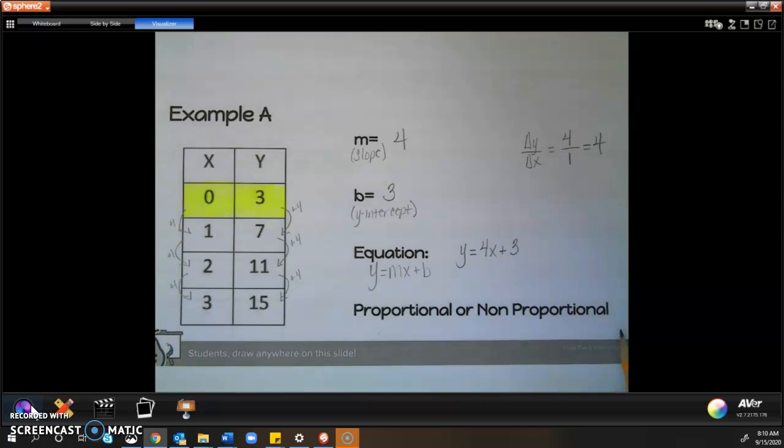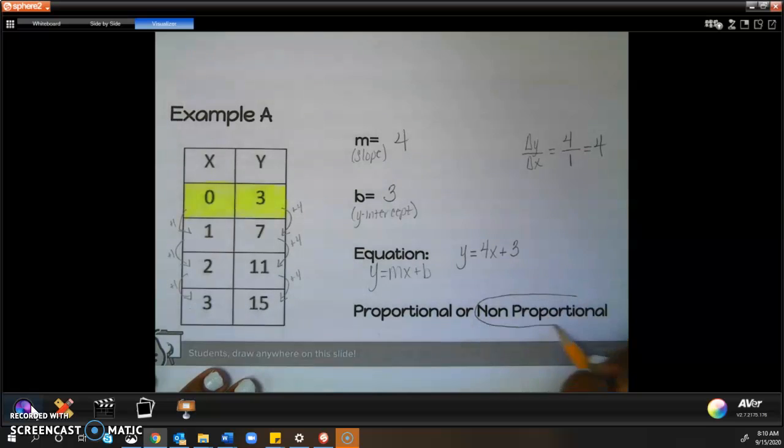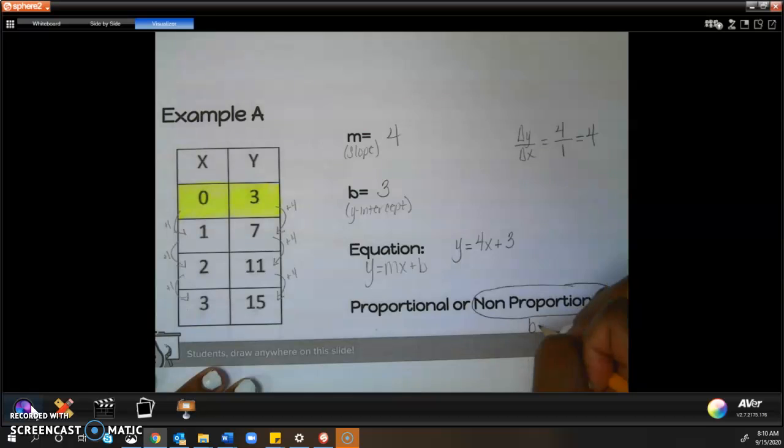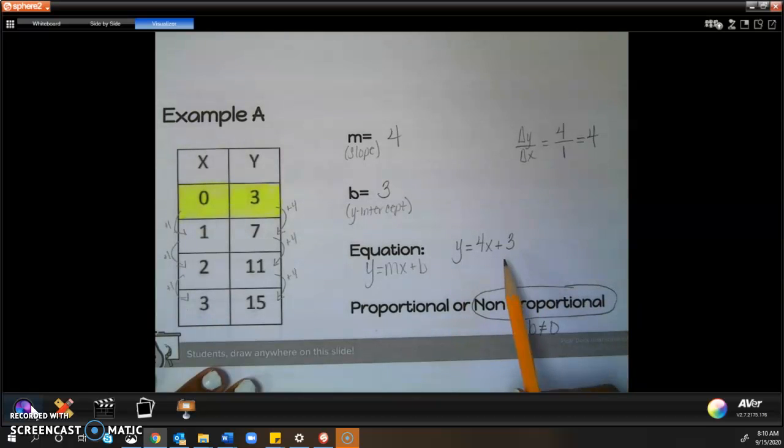Last but not least, we are going to figure out if this is proportional or non-proportional. This table is non-proportional. And it's non-proportional because my b does not equal 0. I have a y-intercept. I have a different starting point. My starting point isn't 0, 0. Okay? So it's non-proportional because my y-intercept does not equal 0.